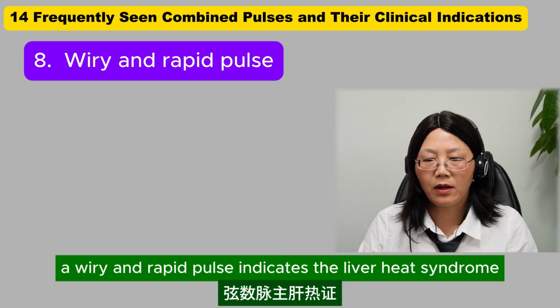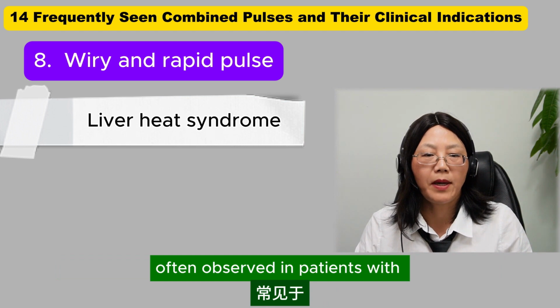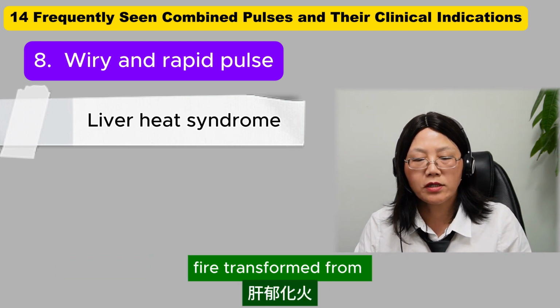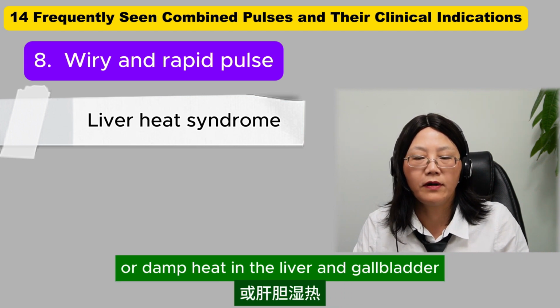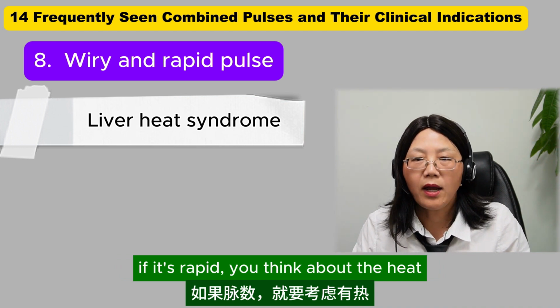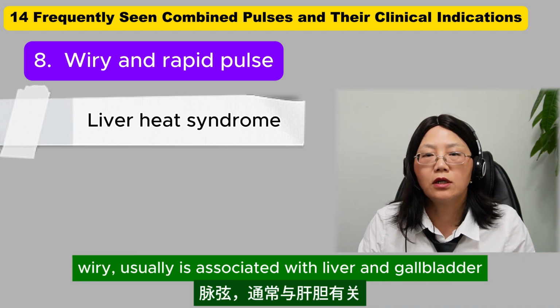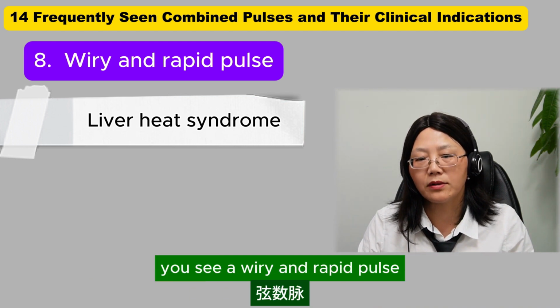Wiry and rapid pulse indicates liver heat syndrome, often observed in patients with fire transformed from stagnant liver qi or damp heat in the liver and gallbladder. If it's rapid, you think about heat. Wiry is usually associated with liver and gallbladder. Put it together, you see wiry and rapid pulse.